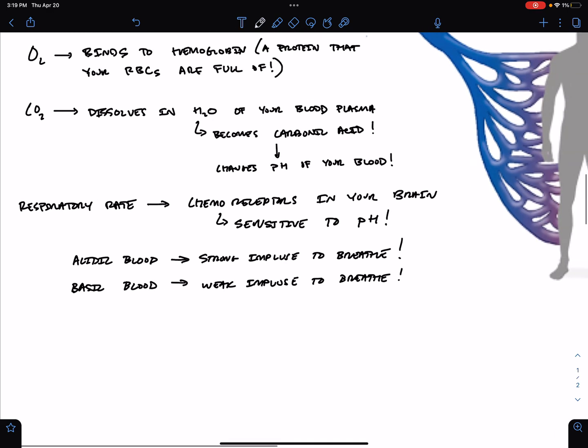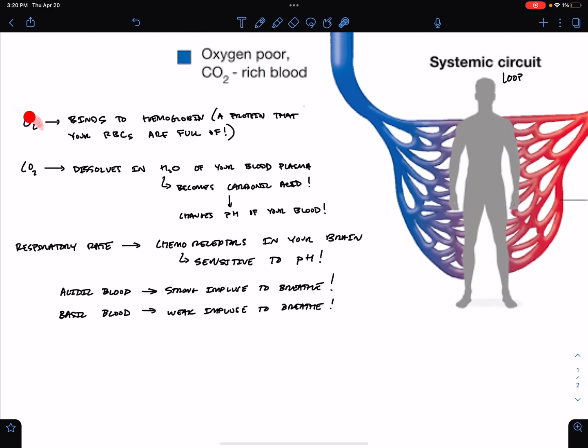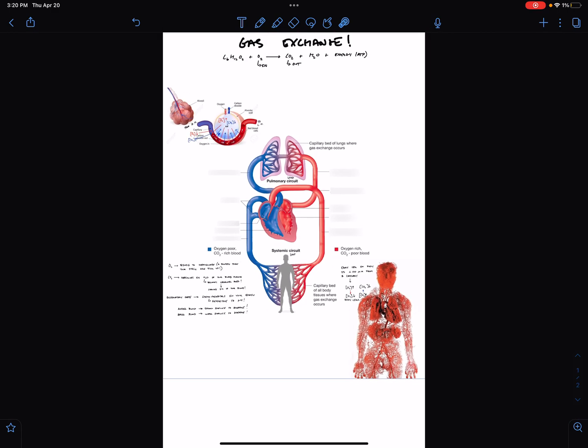And by impulse to breathe, I mean, the respiratory rate is interesting because it is somewhat under conscious control, right? You could tell your body, I want to take a breath right now, and you can take a breath. But you can also not think about breathing, and your body will still breathe. So your brain is constantly telling your body, your diaphragm, when to contract and take a breath. And that is going to be sensitive to the acidity of your blood and not the oxygen concentration of your blood in the short term. So this is all going to come into play in our lab on Monday.